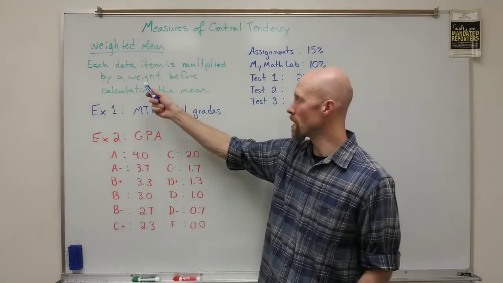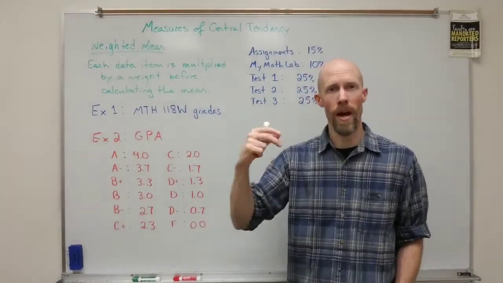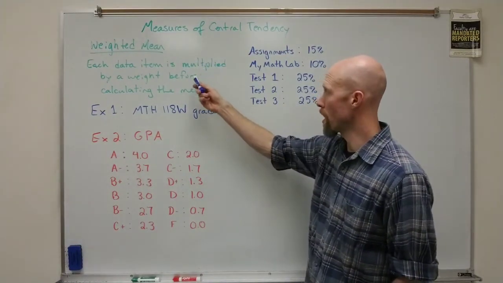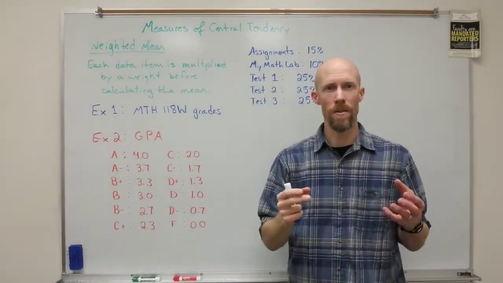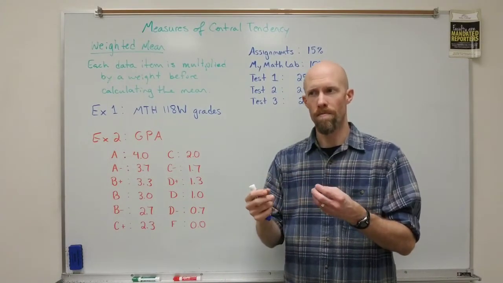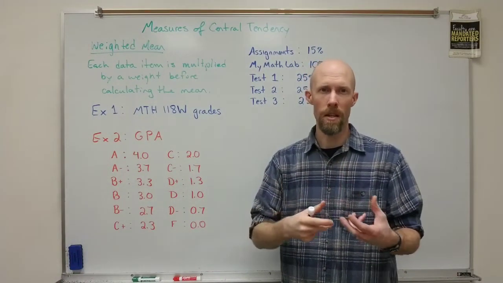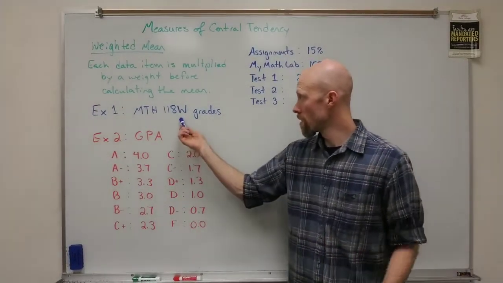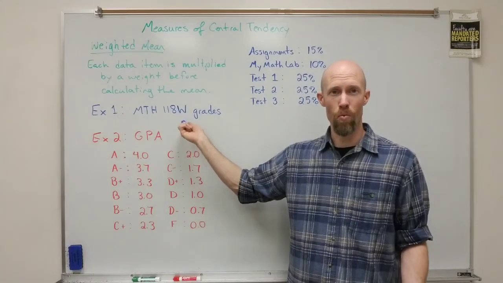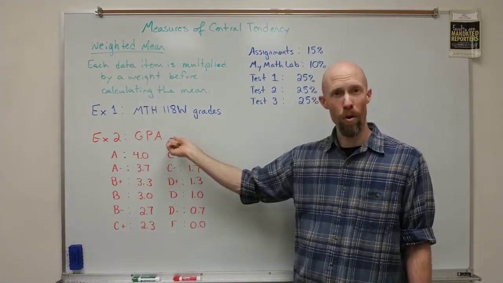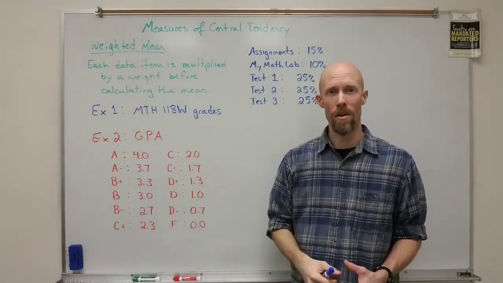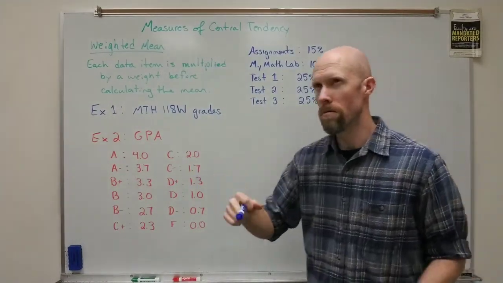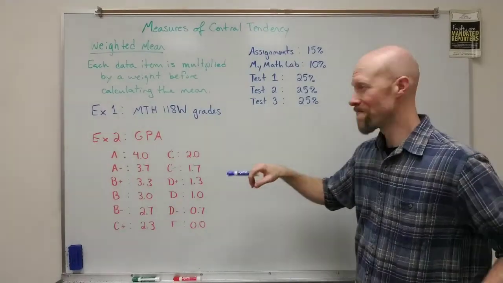Basically, a weighted mean is where each data item, before you add them up and divide by the n value, you multiply it by some sort of weight to give certain items more influence in that mean than others. Okay, a couple examples. First of all, your grades in this class are a weighted mean. Your grade point average is a weighted mean. A lot of things calculated like this are weighted means.